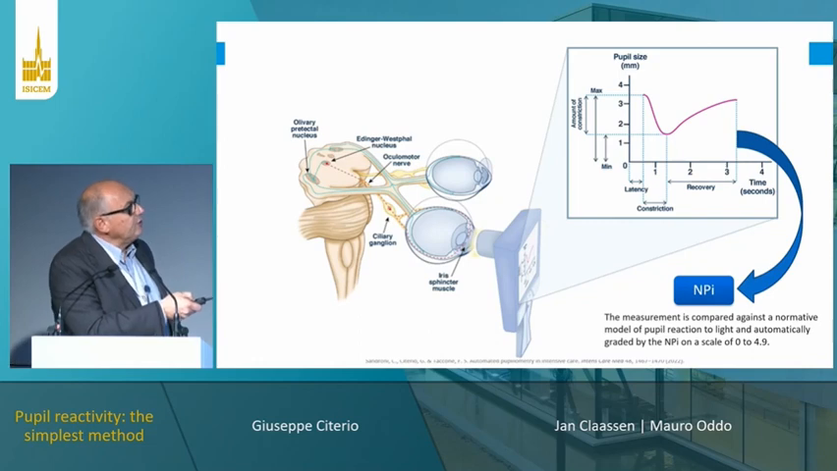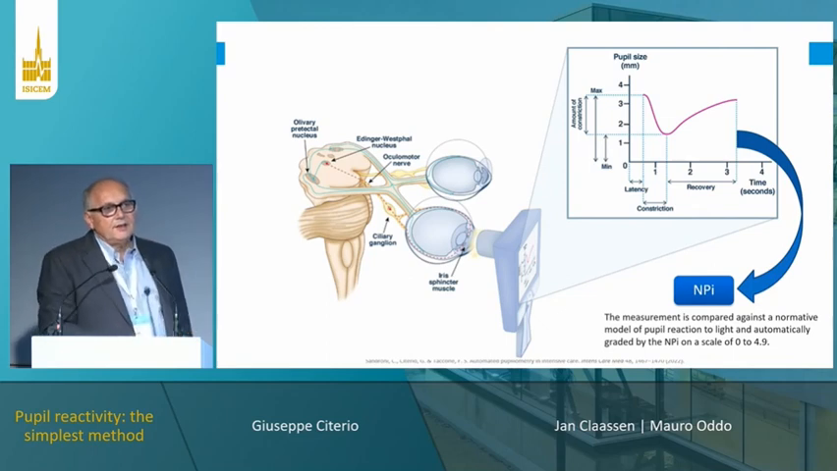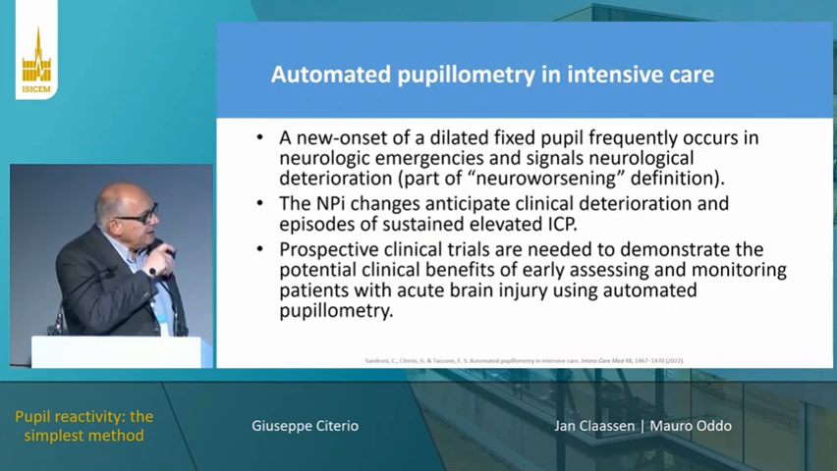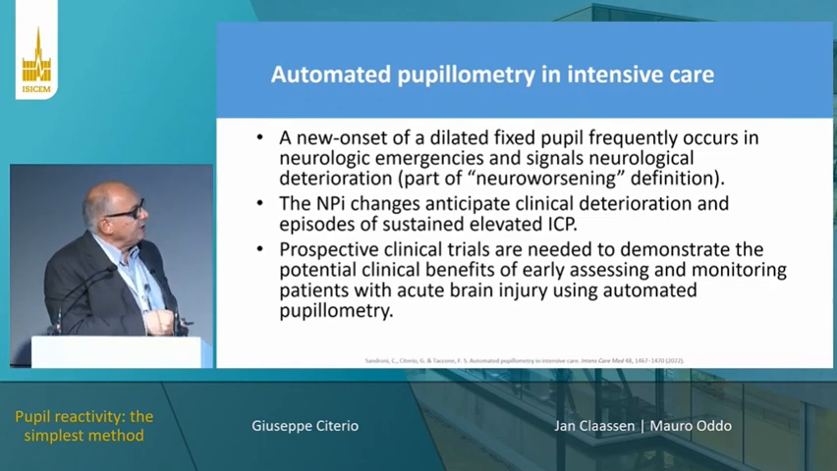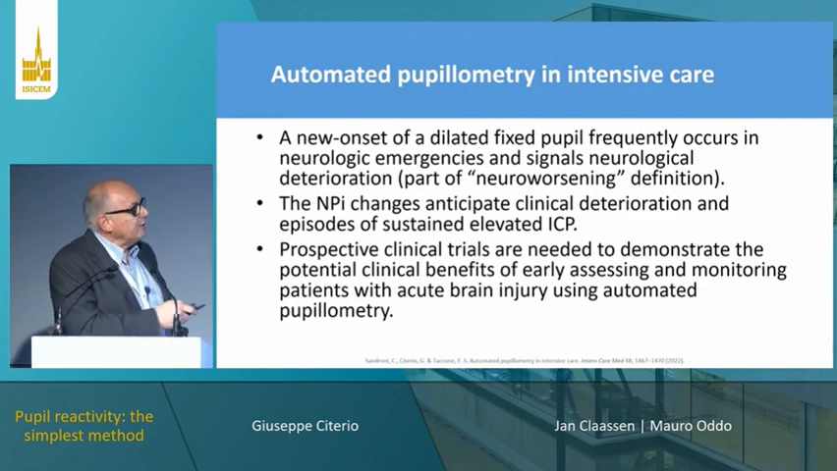And the curve you see here is the curve reproduced by the machine. So you do the same test I presented to you earlier. But at the end, all the parameters are put together in an index that indicates how far the reactivity of your patient is from normality. And the index goes from 1 to 5. In a recent paper in Intensive Care with Fabio Oddo and Claudio Sandroni, we summarized some concepts on pupillometry, and we say that we are trying to avoid at the bedside a new onset of dilated fixed pupil because it's an alarm, it's the compression of the brainstem.